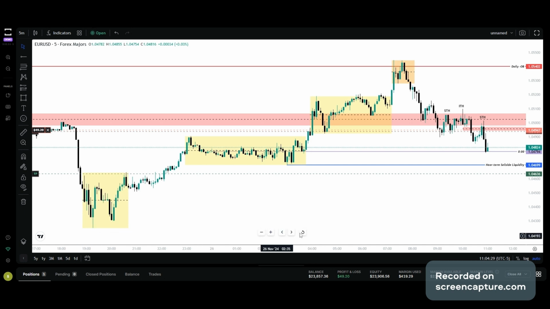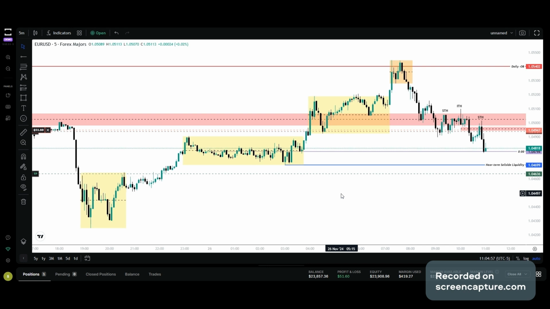But you know, I like to take my money where I can make it easily. Now, this near-term sell side liquidity, I am going to take a partial here. I'm going to take off 80%. And then I may just move my stop. I may move my take profit down below here. We'll see, because it's so close to my take profit objective.